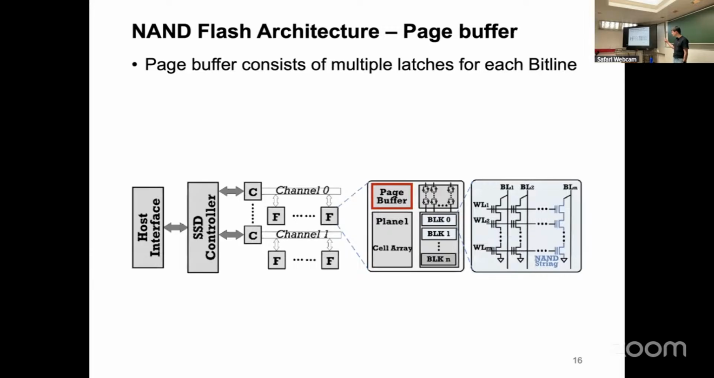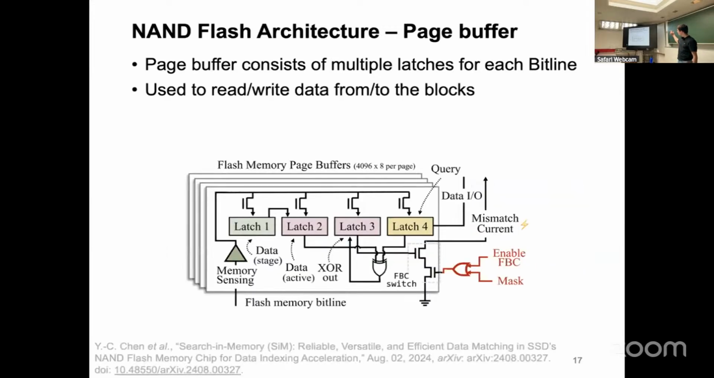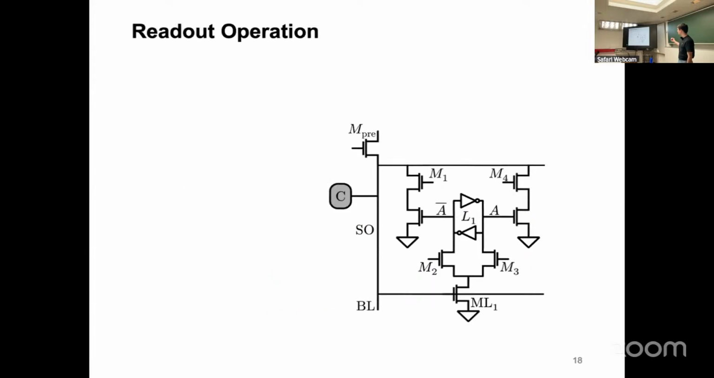Then for the page buffer, it consists of multiple latches for each bit line, and we read and write data to and from the blocks from here. So for each bit line we have these multiple latches. So now let's look at how we actually read data.